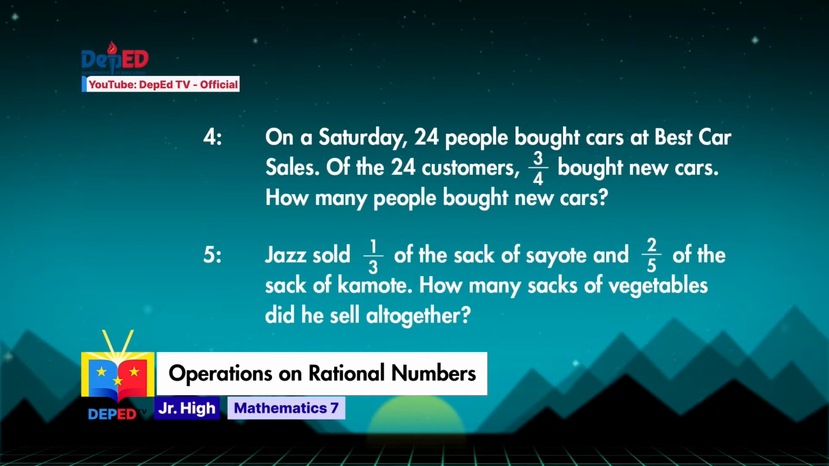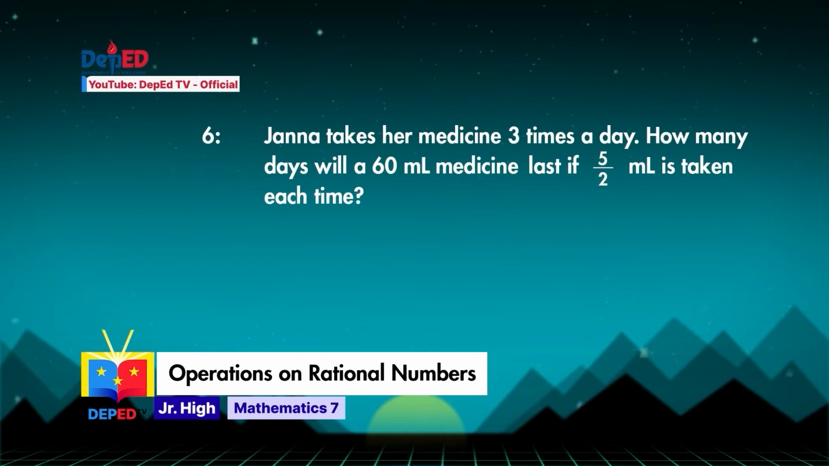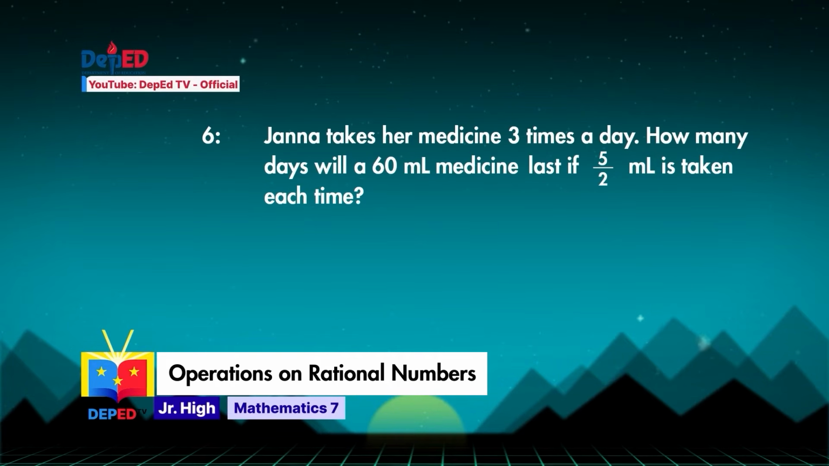Question number 5. Jazz sold 1/3 of the sack of sayote and 2/5 of the sack of kamote. How many sacks of vegetables did he sell altogether? Question number 6. Jana takes her medicine 3 times a day. How many days will a 60 milliliters medicine last if 5/2 milliliters is taken each time?